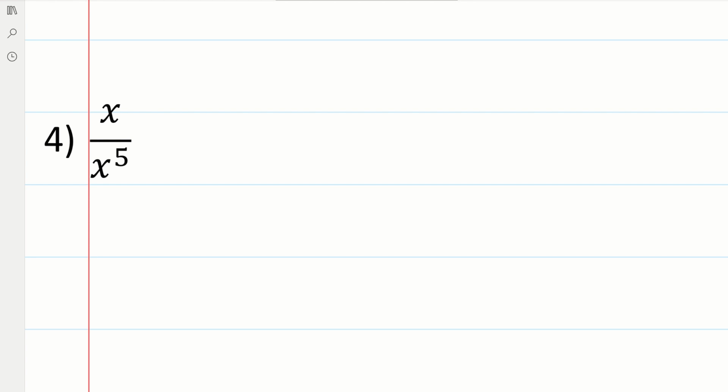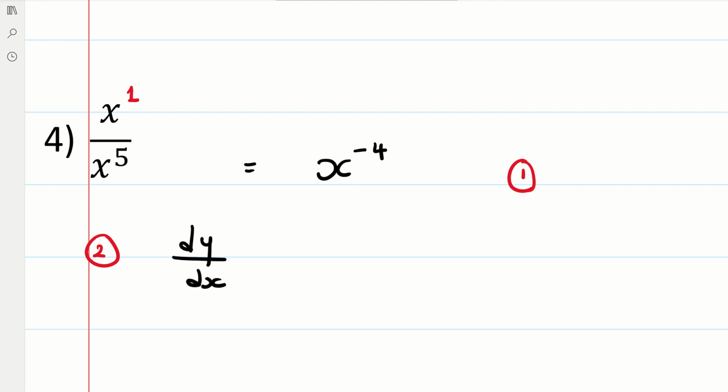This is also a division. This is x to the power of 1. And when I am dividing, I subtract the powers. 1 take away 5 is negative 4. So that's my step 1. And my step 2 is to differentiate. Of course, this is an invisible 1. Negative 4 times 1 is negative 4. X to the power of negative 5, because I'm subtracting 1 from negative 4.